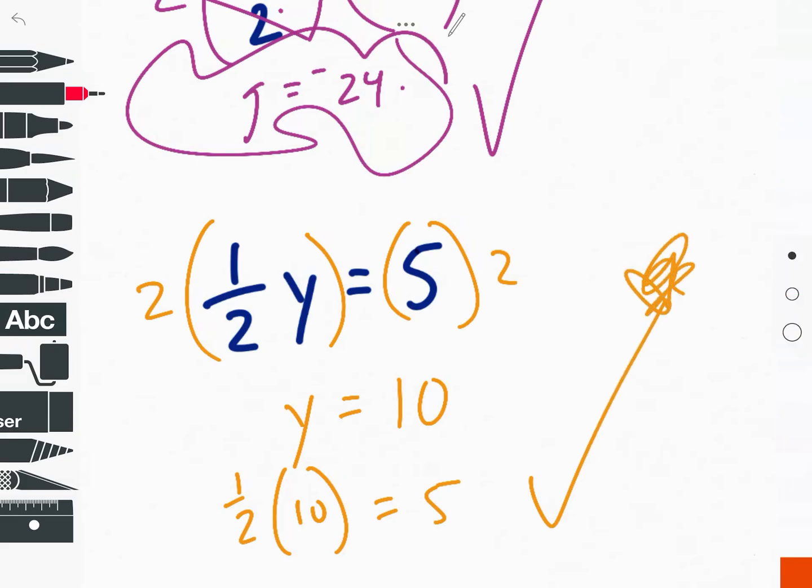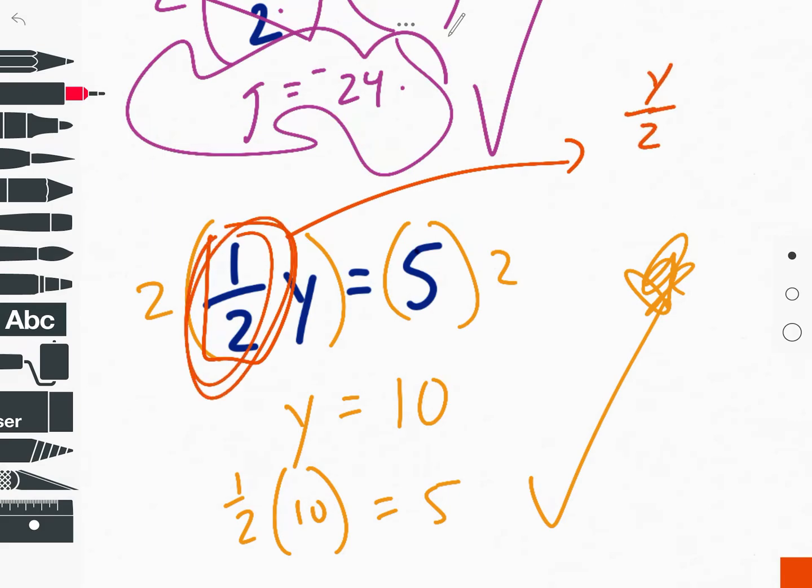But here, don't overthink this thing. Notice this. When I see my half, I see the half. This is the same thing as saying y over 2, right? To have half of a y is basically the same thing as saying y divided by 2. It's like cutting it in half. So it looks fast, but really just let it kind of naturally happen here. So half of y, I'm going to multiply by 2.